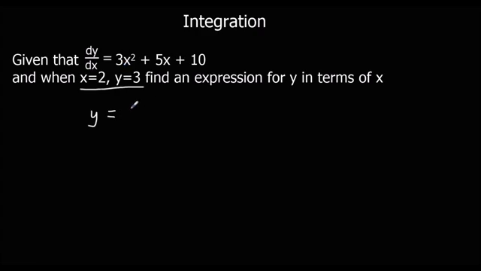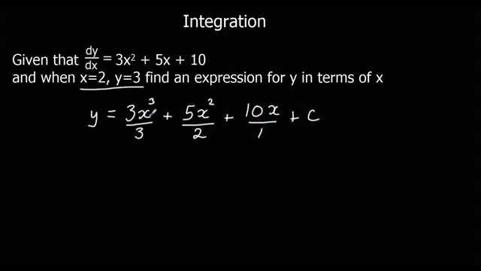So we've got 3x squared first, so we're going to add 1 to the power and divide by the new power. It's 5x to the power of 1 at the moment, so when we add 1 to the power, that goes to 5x squared, and it's 10x to the power of 0 at the moment, so that'll go to 10x to the power of 1. Divide by 1, and plus c. Simplifying these terms, that will give me x cubed plus 5 over 2 x squared plus 10x plus c.